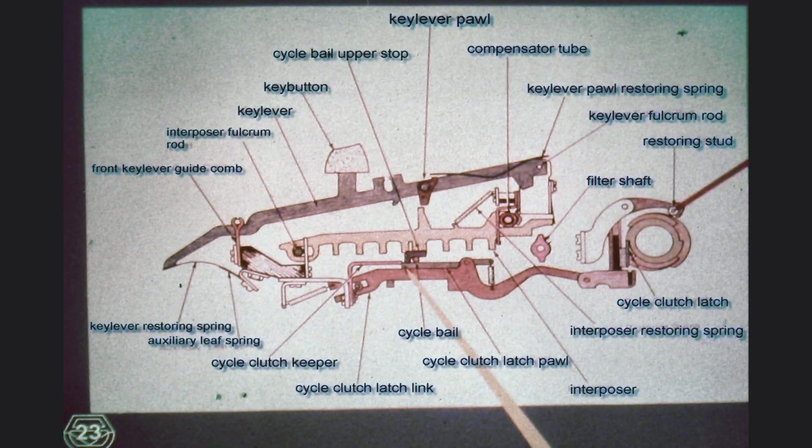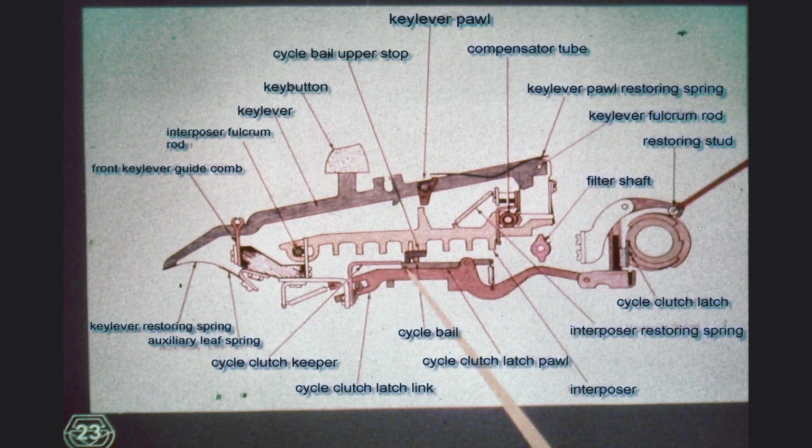As mentioned, with the center lug or the wide lug on the character interposer, the operator pushes down on the cycle bail. The cycle bail, in turn, will press down on the cycle clutch latch pawl, the yellow pointer, causing it to rotate counterclockwise, and thus to disengage from the cycle clutch keeper, shown in red. This allows the cycle clutch link to move towards the front of the typewriter. Eventually, at the end of the resulting printing operation, the restoring of the link is performed positively by the action of the restoring cam and restoring stud, indicated by the red pointer.